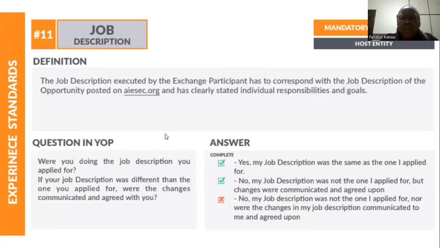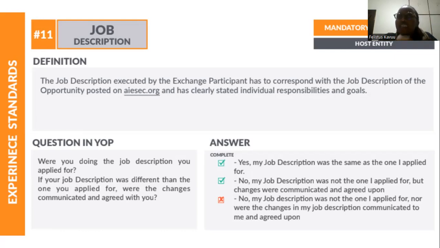Number 11, we have the job description. Job description is very important because at the end of the day, even you yourself, when you're done with this national education cycle and you officially become a member, your direct team leader will take you through your job description so that you understand what exactly is expected of you. So that's also something that is very key for us when it comes to exchange participants. So ensure that the job description defined on Expa aligns with the job description that they have right now.